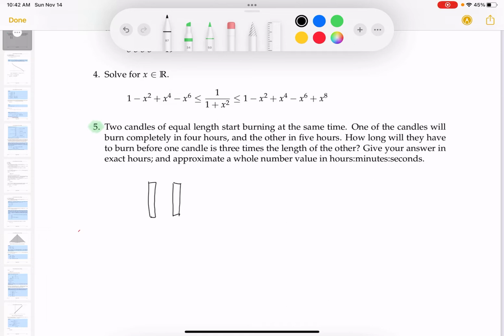It says 1 candle will burn completely in 4 hours. So the rate at which this burns, it does actually 1 candle every 4 hours. All right? And then it goes on, it says the other one takes 5 hours. So this one will burn out. It'll consume the entire candle. I'm going to say 1 candle every 5 hours.